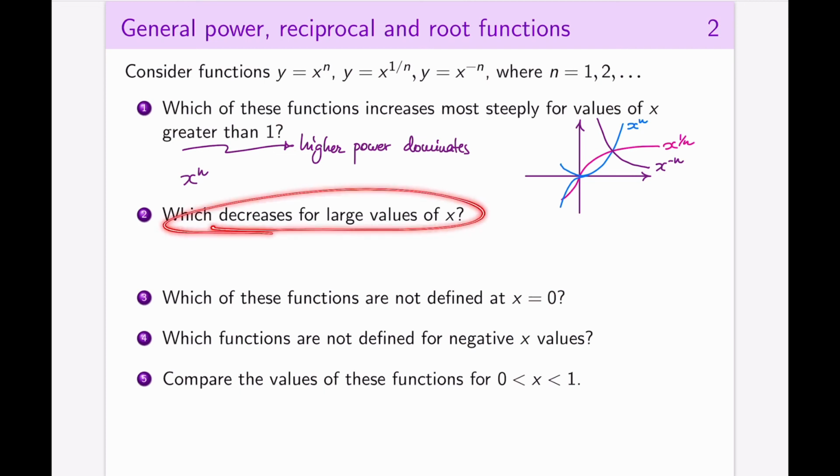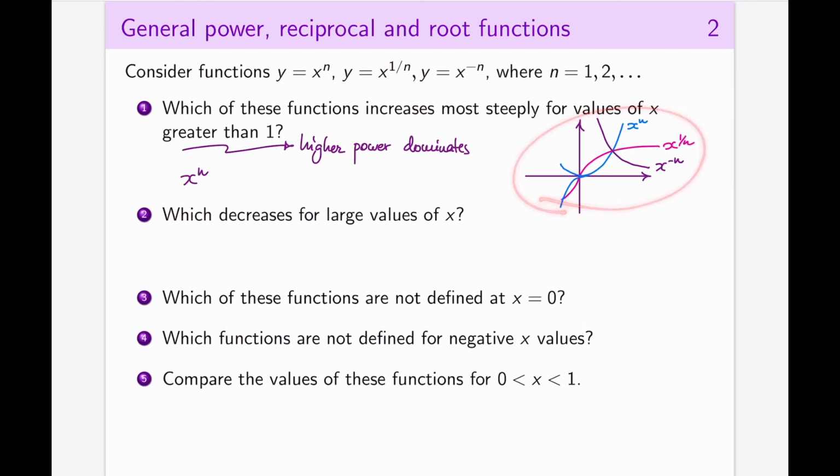Which decreases for large values of n? Well, this is actually very handy that we drew this picture because we can immediately see that there's in fact only one function out of these 3 that decreases at all, and that is x to power negative n. So the only function that decreases is x to power negative n, and therefore it's by default the answer.